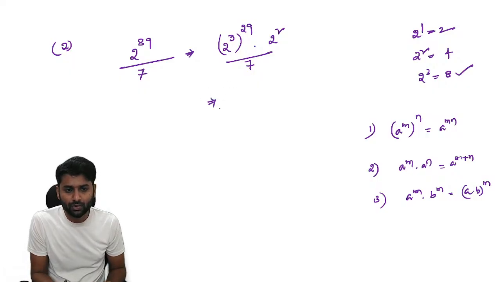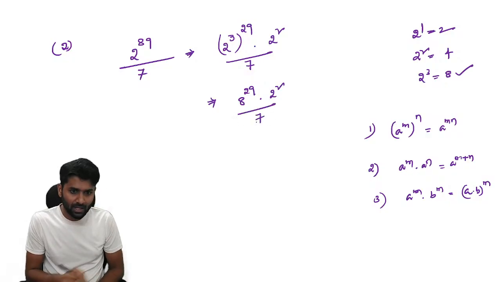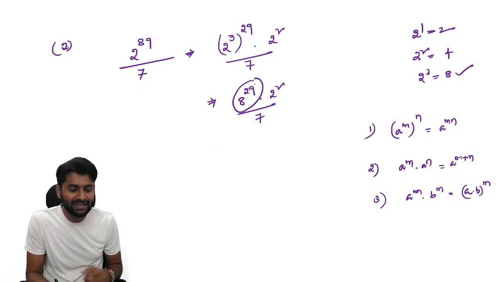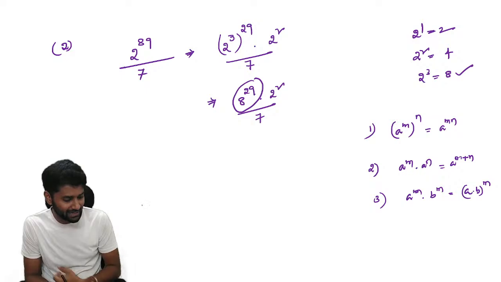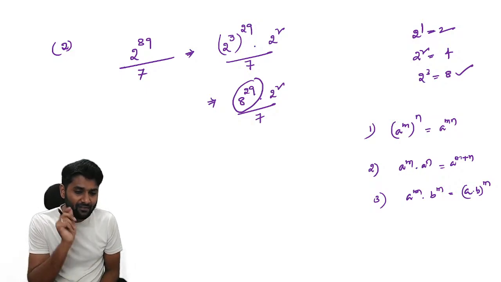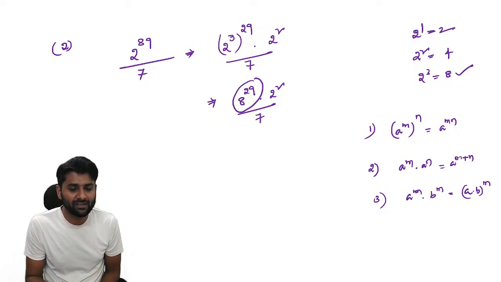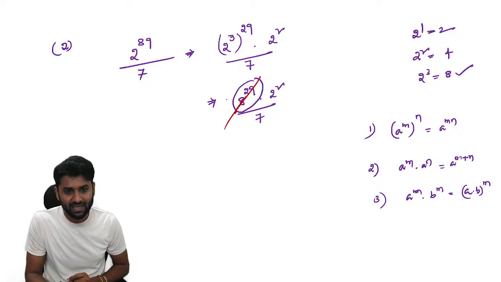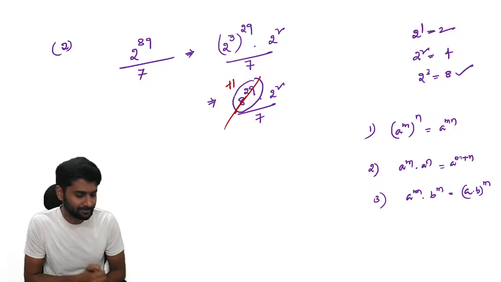Now you know that 2 cube is 8, so 8 power 29 into 2 square is divided by 7. As you know, 8 power 29 means 8 is repeated 29 times, and every 8 divided by 7 leaves remainder 1. If each and every 8 is divided by 7, you will get remainder 1, and that one remainder is repeated 29 times. That's why here the remainder is 1.